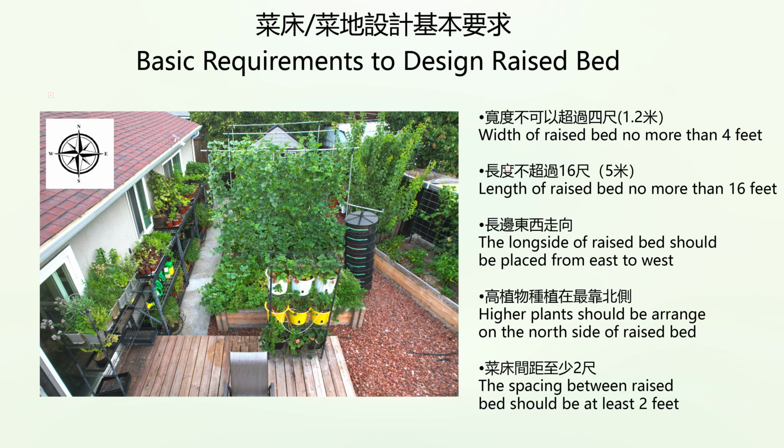It is impractical to do a yoga stretch just to pick up a vegetable, right? You'll be feeling really tired. Second, the length of the raised bed should not exceed 16 feet, which is about 5 meters. Why? Because if it is too long, walking across the raised bed and circling it may require a long walk.